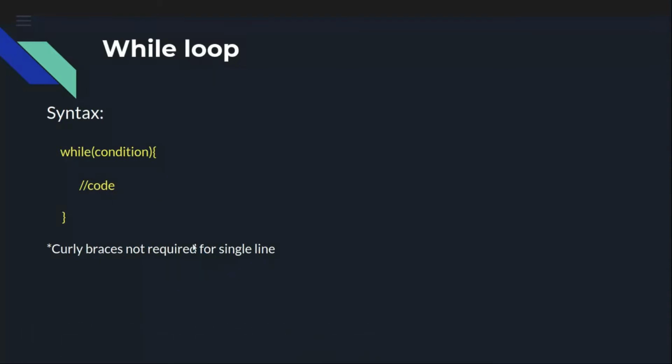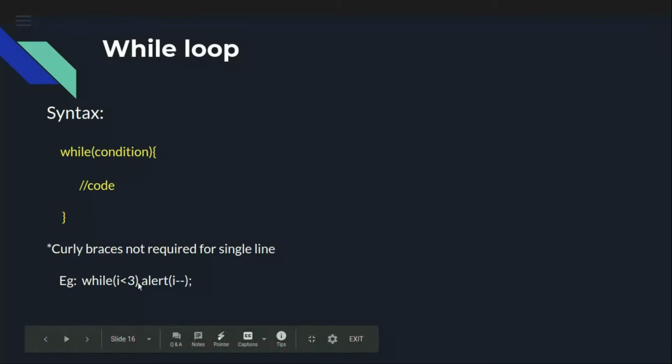Curly braces are not required for a single line. These curly braces are required when you have more than one line of code to be written inside while. For a single line you don't need them. For example, here: while i is less than 3, this is a boolean expression. alert(i--). Since alert(i--) is just one line, we don't need curly braces. And here you can see the condition i < 3 means whatever the value of i, it should be less than 3. If it is not less than 3, then while won't work. This alert won't show.